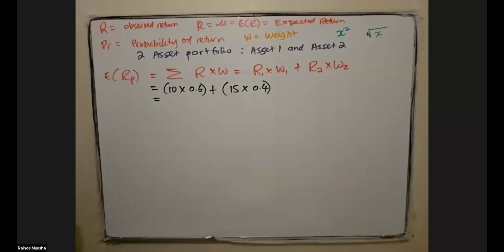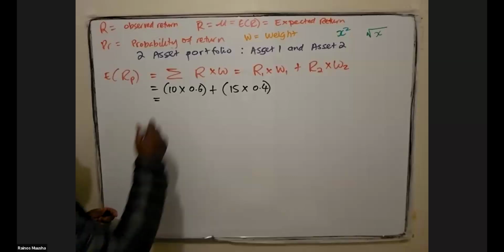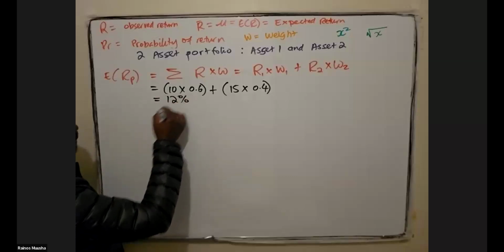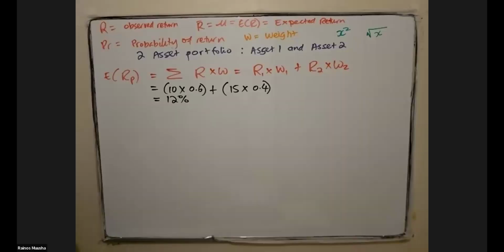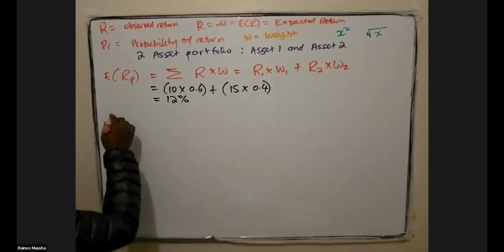Are we getting the same amounts? So we should be able to get 12% here. 12%. Oh, okay. All right. Yes. Now we need to calculate the standard deviation of a two asset portfolio.